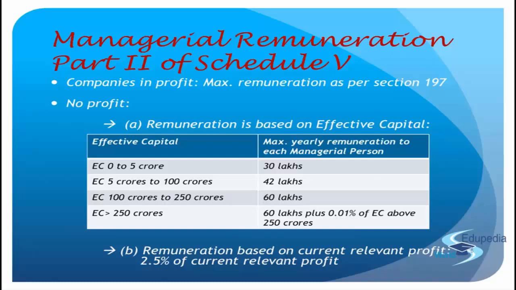Okay. So part B, the remuneration based on the current relevant profit. That is 2.5% of the current relevant profit. So if there is no effective capital but there is current relevant profit, how do you go ahead? The remuneration shall be 2.5% of the current relevant profit in the case of a managerial person who was not a security holder holding securities of the company. This is again a point to be noted because in the question you will just get a small line saying he was holding securities worth rupees this, and you want to find out the limit.